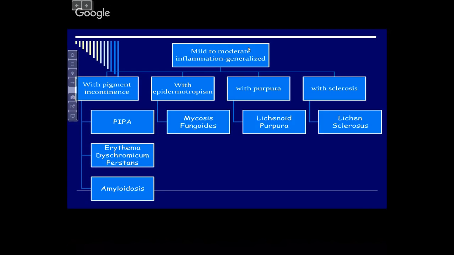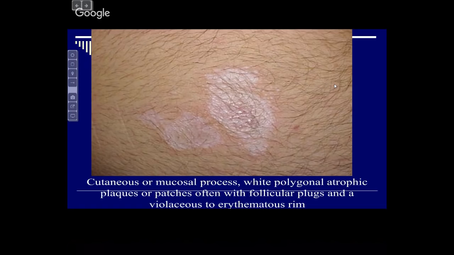If you see mild to moderate inflammation with sclerosis, then you're thinking of lichen sclerosus. Lichen sclerosus tends to present as a cutaneous or mucosal process, with patches or plaques that have some follicular plugging, but they tend to have a whitish or discolored area, and they often have a violaceous or erythematous rim.